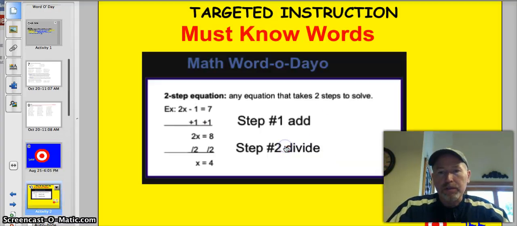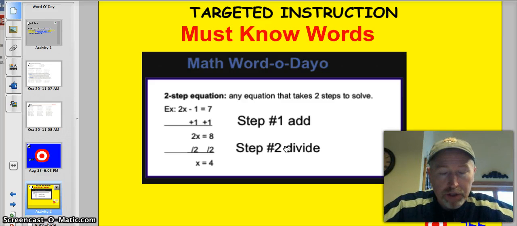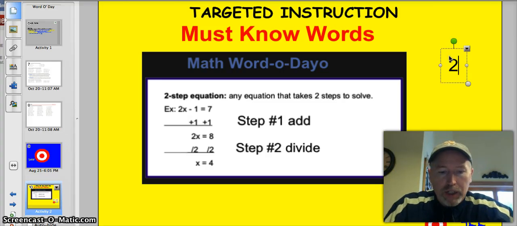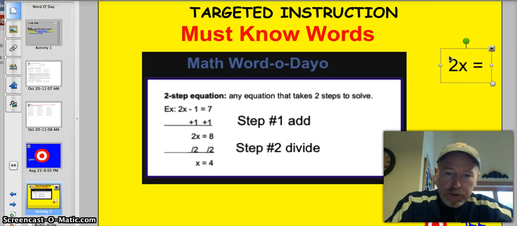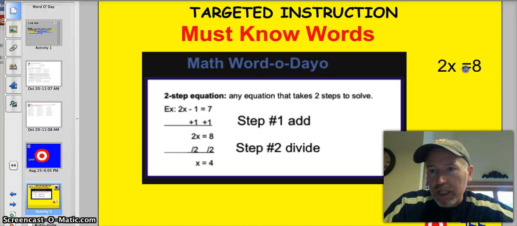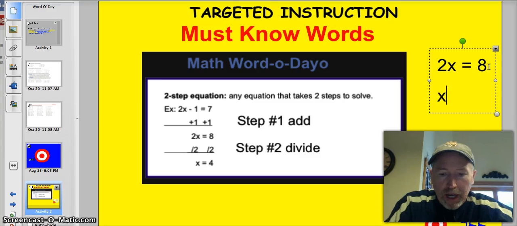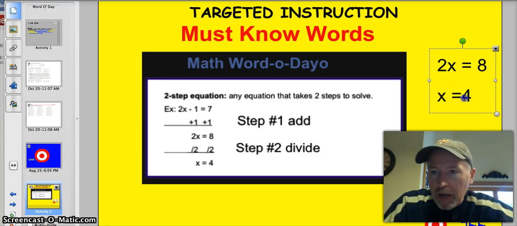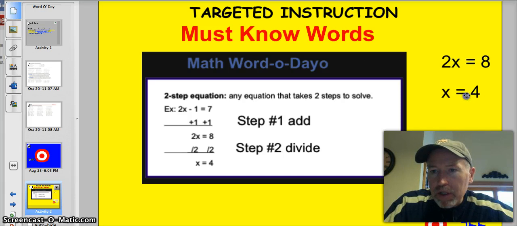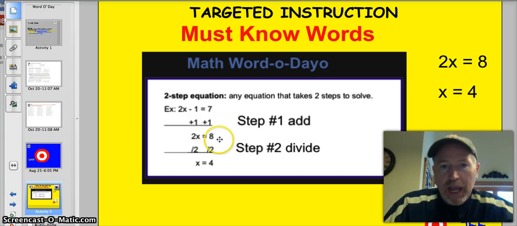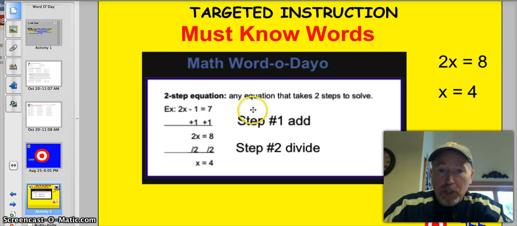Let's do this thing. We've got to start off with some must-know words. First of all, what the heck is a two-step equation? Well, a two-step equation is really just an equation where you have to do two different steps. Remember before when we had like 2x equals 8, and all we had to do is divide 2x by 2 and divide 8 by 2, and we ended up with x equals 4. Well, that was just one step. Now we're going to do two steps, so we're going to add something to it. So here's the definition of a two-step equation.